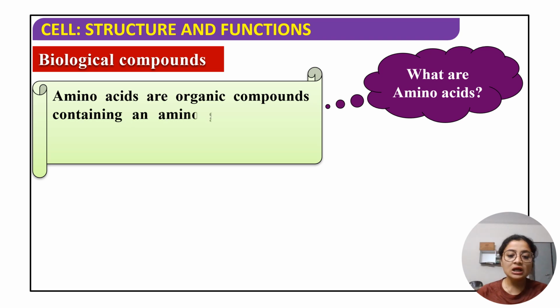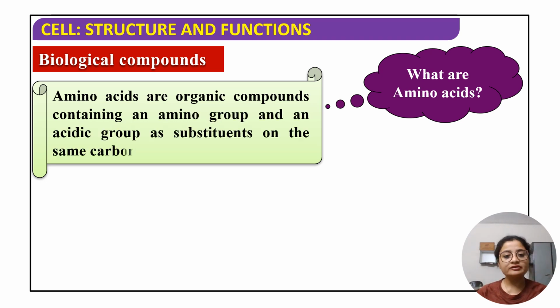Okay. So now what are these amino acids? Obviously they will be organic compounds, because this is something I have already told, that almost 90 to 95% of our body is made up of different organic compounds. And what is the main constituent when we are talking about amino acids? The main constituent will be nitrogen and carboxyl group. Or rather, amino group and carboxyl group. So let's see how they are defining amino acids over here. They are organic compounds containing an amino group, exactly what I said, and an acidic group as substituents on the same carbon, that is the alpha carbon.